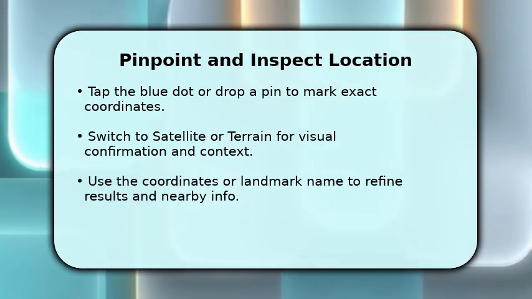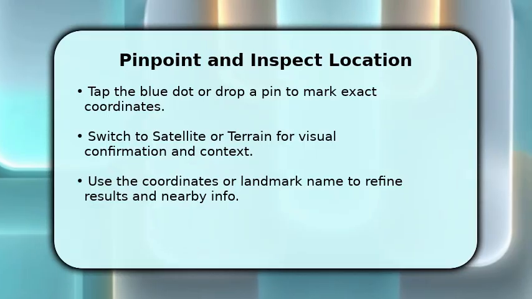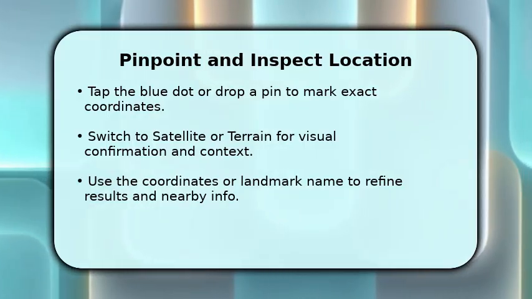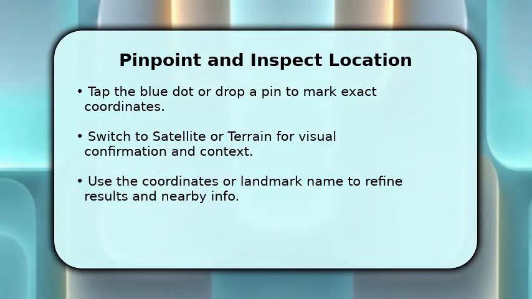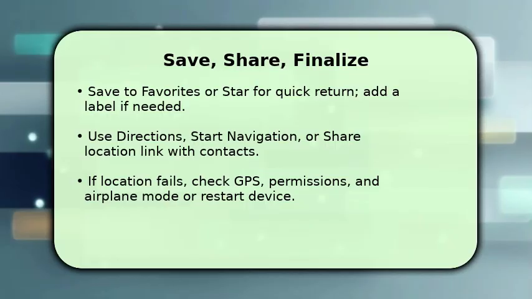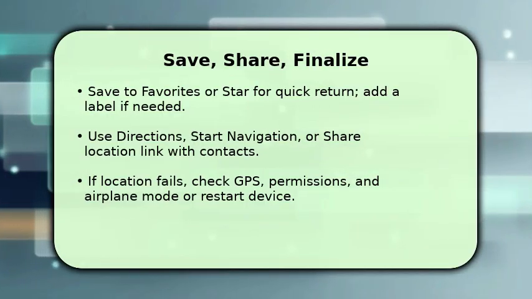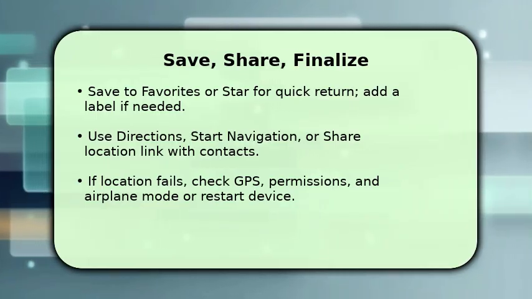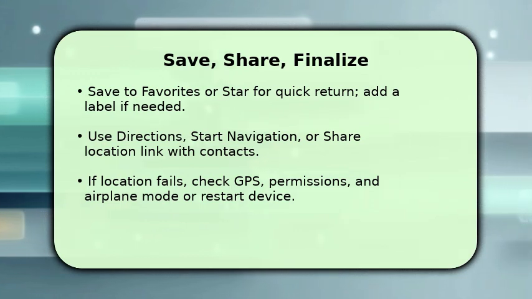Make sure to zoom in and pan slightly. Small offsets can reveal the correct entrance or side street you need. After confirming the spot, save it as a favorite or label it so you can access it later quickly. Then choose directions to start navigation or tap share to send a location link with coordinates to someone else. Make sure to select the correct travel mode for ETA accuracy.